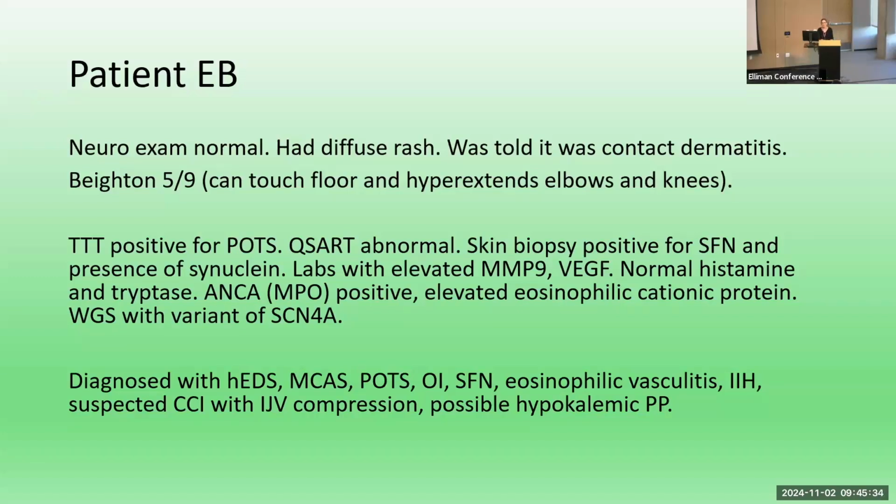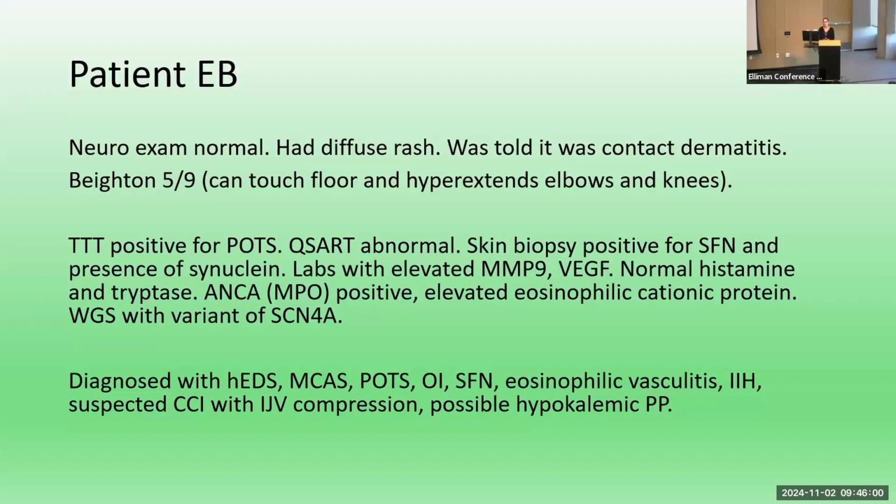His tilt table test was positive for POTS. His QSART was abnormal. Skin biopsy showed small fiber neuropathy and was positive for synuclein. His labs had an elevated MMP9 and an elevated VEGF. He had normal histamine and tryptase. He did have positive markers for vasculitis. He had an elevated eosinophil, so I followed up with an ECP, which was elevated. And whole genome sequencing showed a variant of SCN4A.